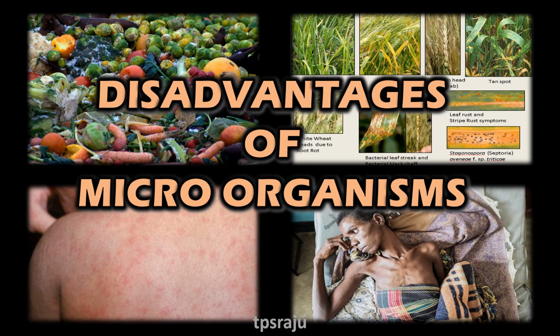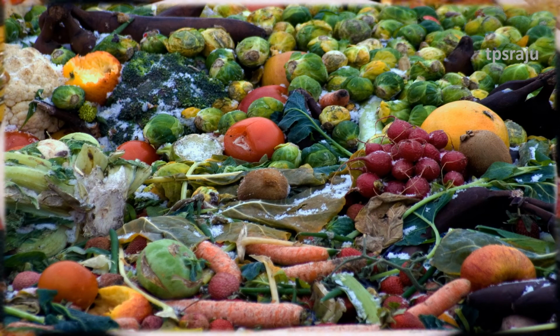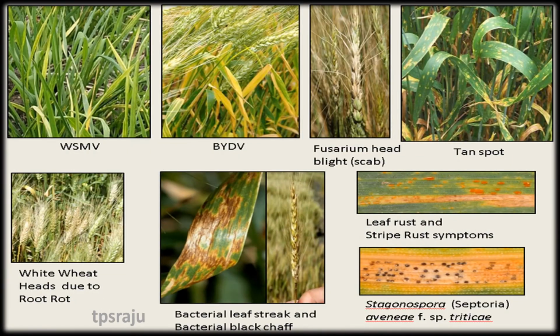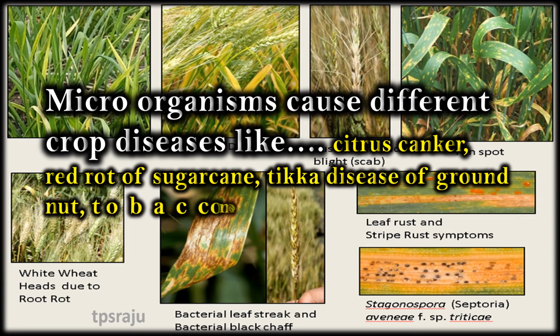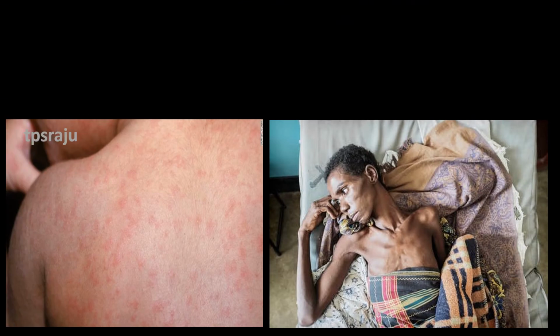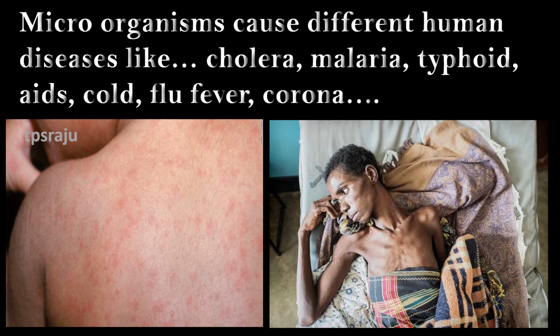Let's know the disadvantages of microorganisms. Microorganisms spoil food materials. Microorganisms cause different crop diseases like citrus canker, red rot of sugarcane, tikka disease of groundnut, tobacco mosaic, smut disease of rice, etc. Microorganisms cause different human diseases like cholera, malaria, typhoid, AIDS, cold, flu fever, corona, etc.